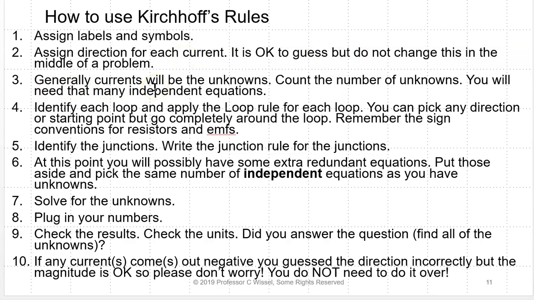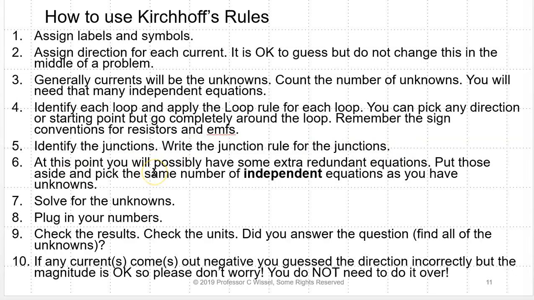Generally, currents will be the unknowns. Count the number of unknowns. You will need that many independent equations. Identify each loop and apply the loop rule for each loop. You can pick any direction or starting point, but go completely around the loop. Remember the sign conventions for resistors and EMFs. Also, the loop rule will be in terms of potentials, because that's what it's written in. Identify the junctions. Write the junction rule for junctions. The junction rule deals with currents.